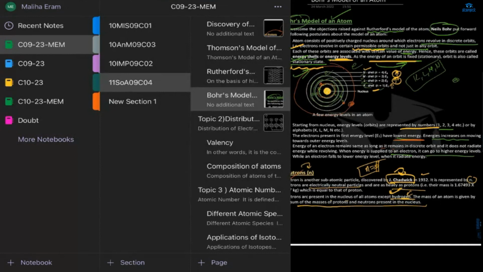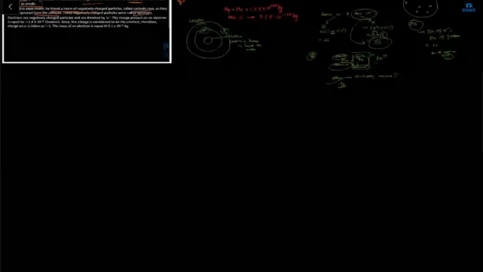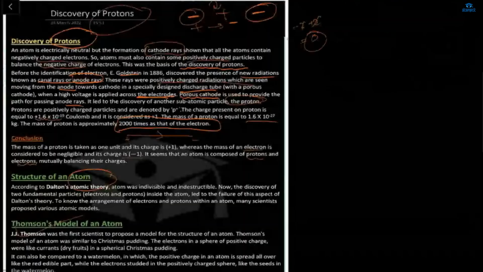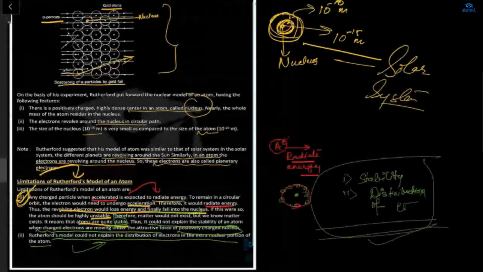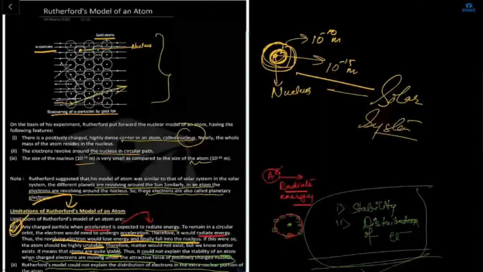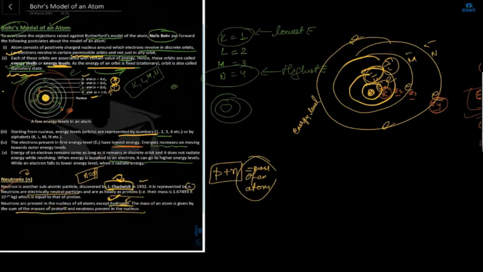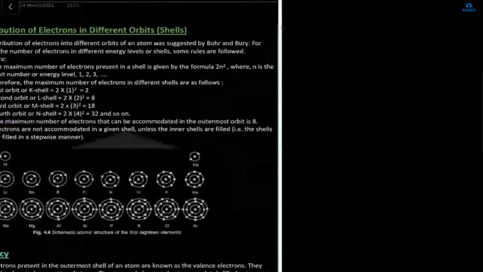Okay. Good. So now you guys tell me any doubt in any of the topics. Charge, discovery of proton, discovery of neutron, electron, Rutherford model. Any doubt in any of the models? Rutherford model, Bohr's model, Thomson model, not Thomson, only Rutherford and Bohr's. Any doubt? No, I don't have any doubt. Okay, so in the next class I'll start distribution of electrons in different orbits.